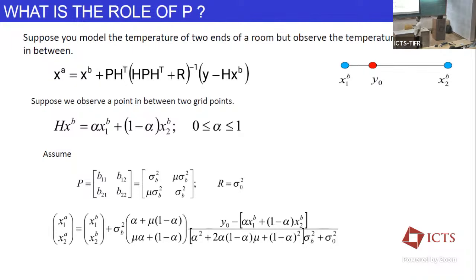So let's say, again, temperature at the two ends of this room. Not measure, my model estimates the temperature at the two walls of this room. One is x1b and the other is x2b. And the temperature that I observe is somewhere in the middle, here. So these are the two ends of this room, and somewhere around here I measured the temperature using a thermometer. So y0 is my observation, right?